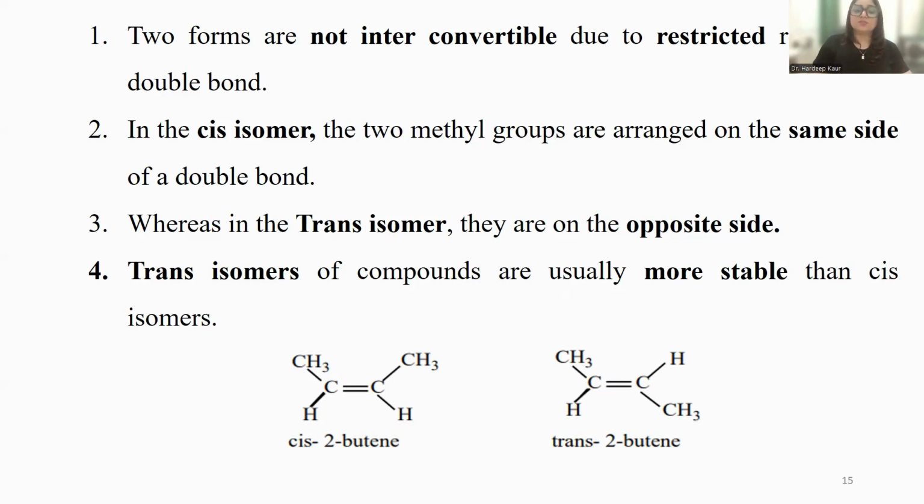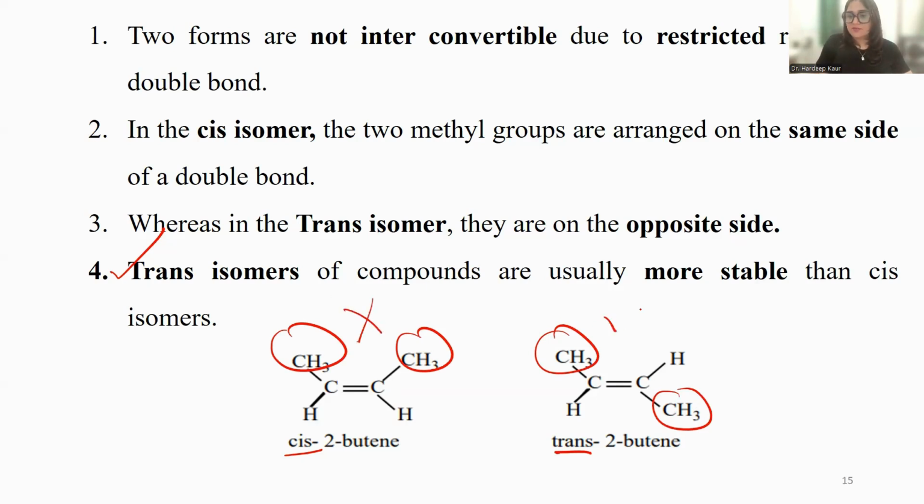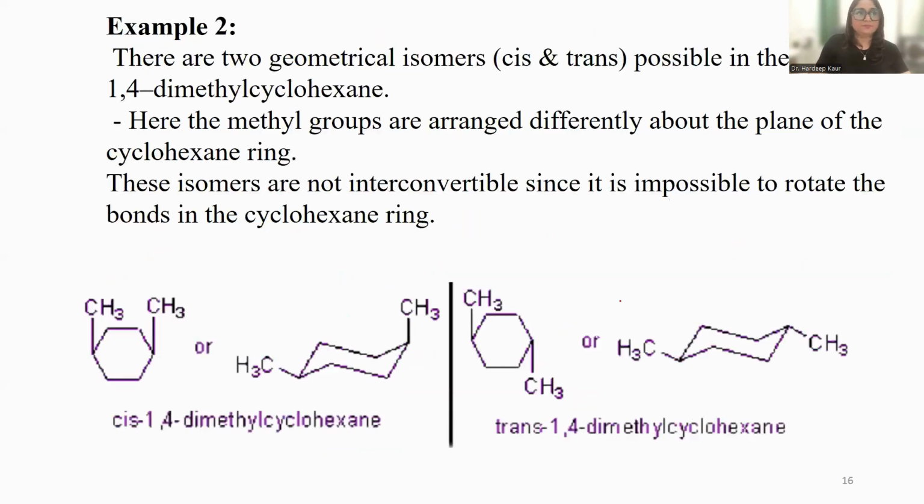So in cis isomers, groups will be on the same side, but in trans isomers, they are on the opposite side. A very important point to be noted here is that trans isomers of compounds are usually more stable than the cis isomer. So this is cis and this is trans: same groups on the same side, and same groups on different sides. Because of steric hindrance, cis is not much stable, but trans has more stability.